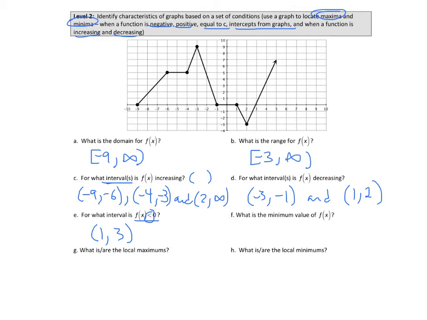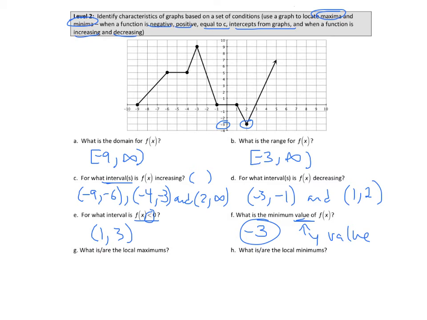Okay, and for the next one, the minimum value of f of x. Whenever it asks for a minimum value, that is going to be a y value. So the minimum y value at this point, the lowest point on the graph, is -3. So the minimum value of the function is -3.